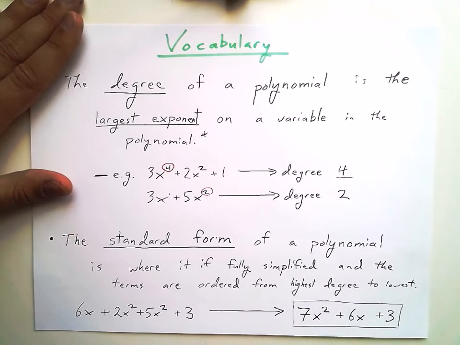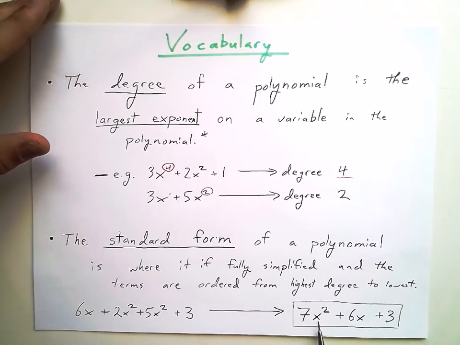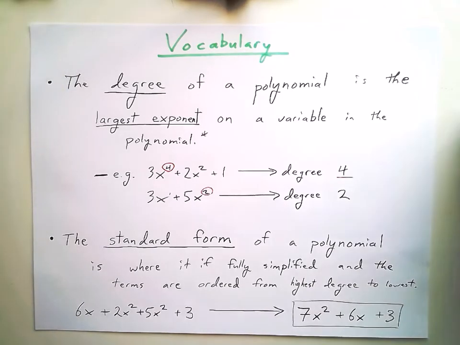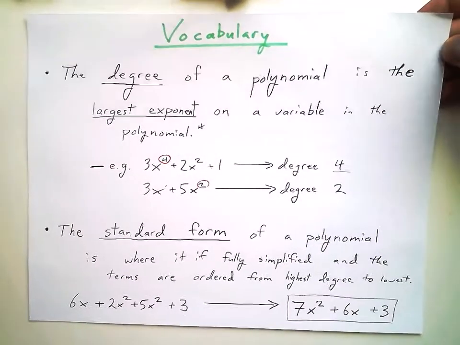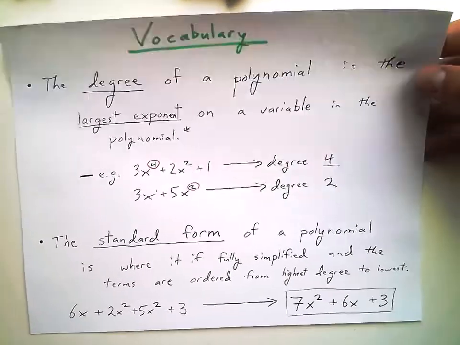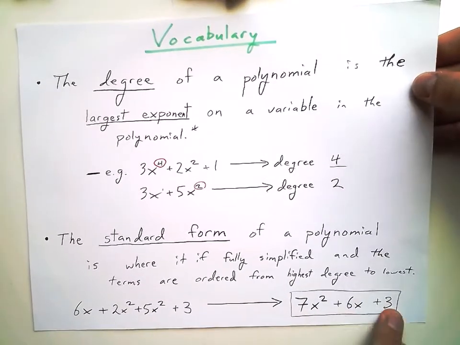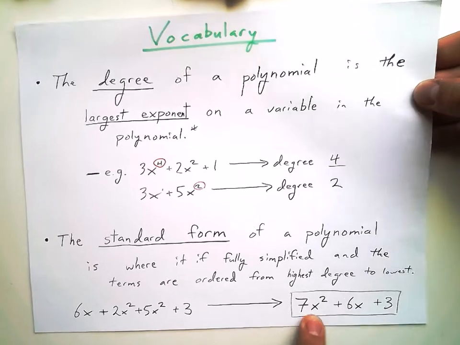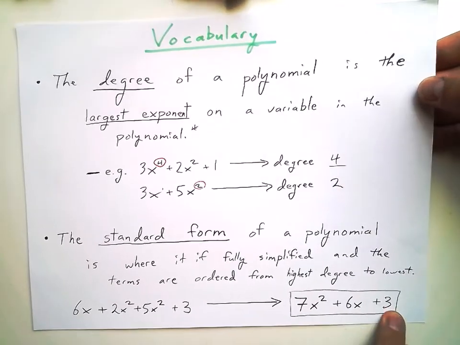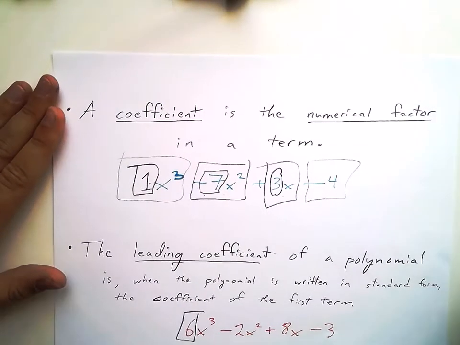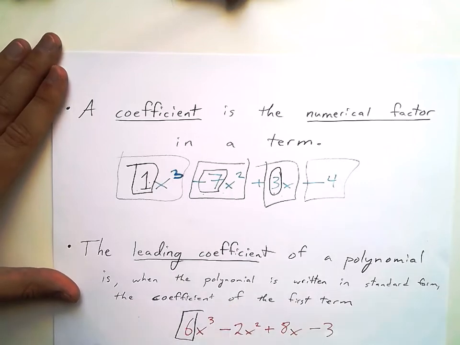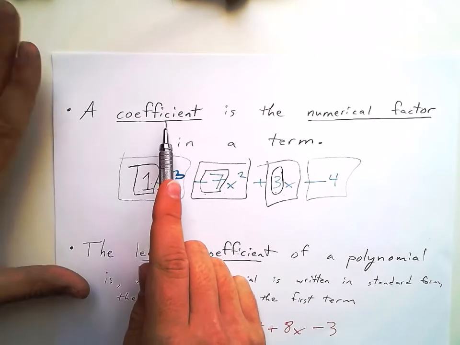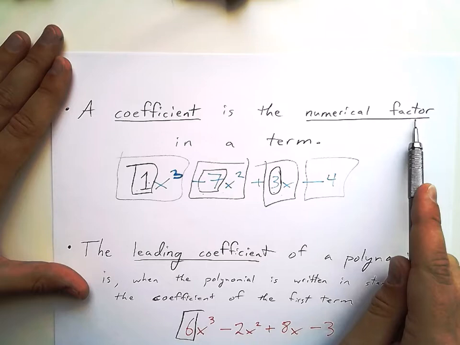So yeah, this would be a second degree polynomial, by the way. Fully simplified and then ordered from highest degree to lowest. So that is the second degree term, first degree term, 0th degree term. Highest to lowest.